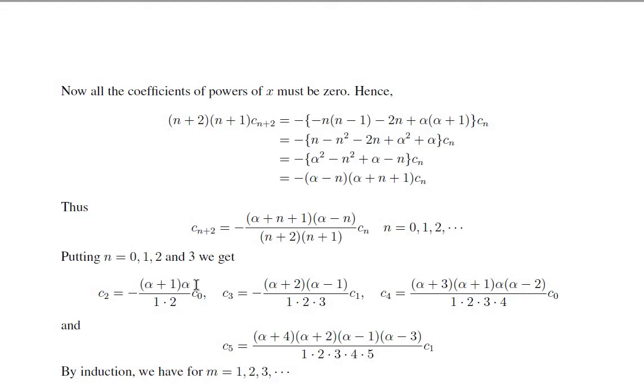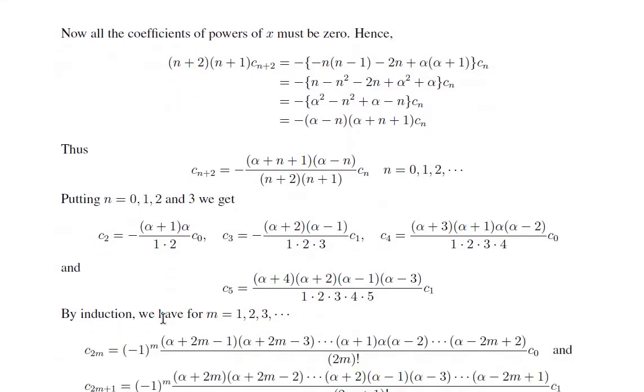The next term is alpha plus 3 and alpha minus 2. Then the next term will be alpha plus 5 and alpha minus 4. See, this is 2 and this is factorial 2. This is 3, so it is factorial 3. This is 4, this is factorial 4. This is 5, this is factorial 5. So for the odd terms there is one series, and for the even terms there is another series.